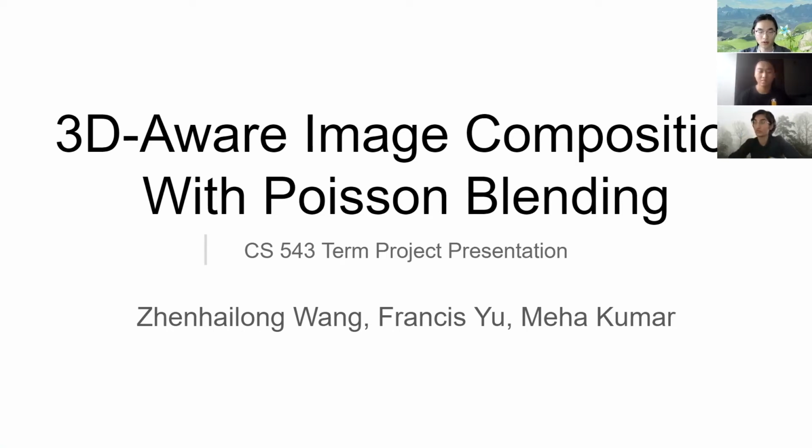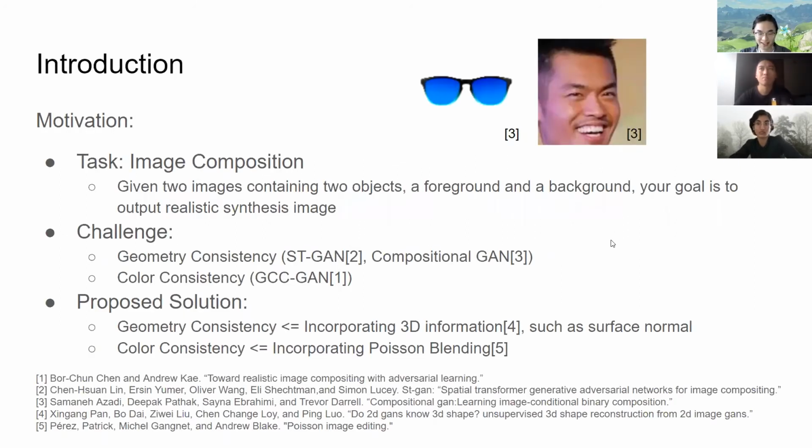In this video, we will talk about our term project on 3D aware image composition with Poisson blending. We focus on image composition tasks in this project. That is, given two images containing two objects, a foreground and a background, we want to output a realistic synthesis image containing those two objects. Think about Photoshop, but in a fully automatic fashion.